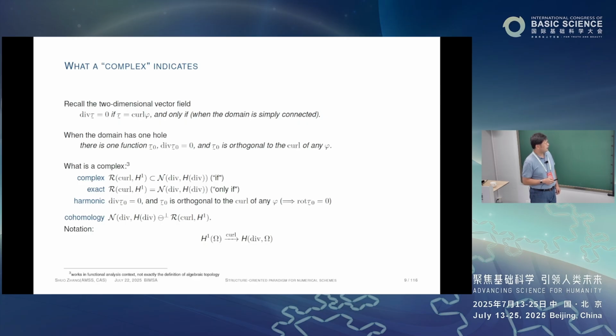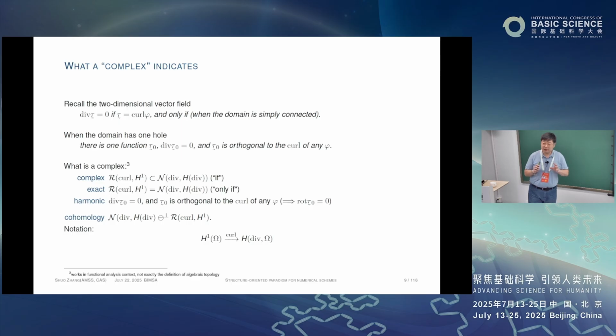And if the domain has one hole, I just consider two-dimensional domains, then there is a function, denoted as tau zero, such that divergence of tau zero is zero, and tau zero is orthogonal to the range of curl of any phi. And this is some harmonic function.